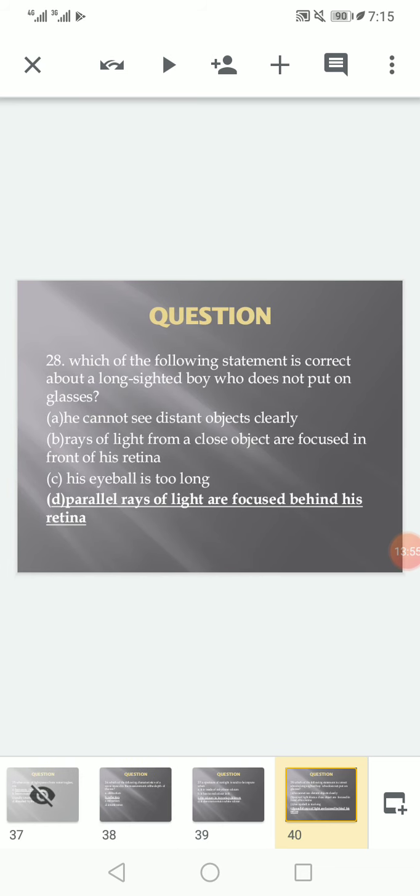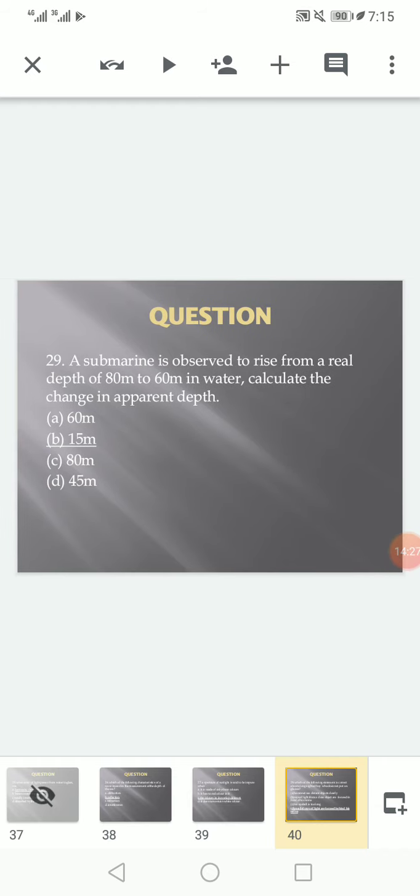Which of the following statements is correct about a long-sighted boy who does not put on glasses? A, B, C are incorrect, but D is correct. Parallel rays of light are focused behind the retina. So when rays of light are focused behind the retina, it is what is responsible for long-sightedness. So long-sightedness occurs because parallel rays of light are focused behind the retina.